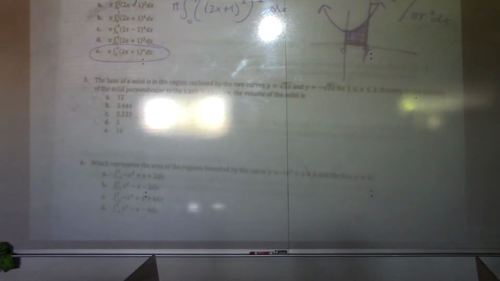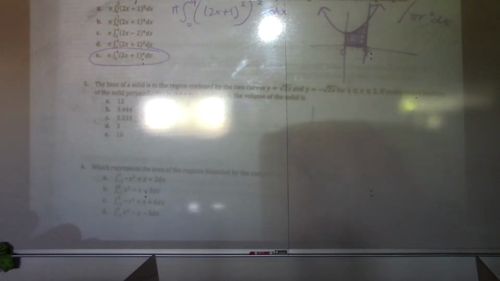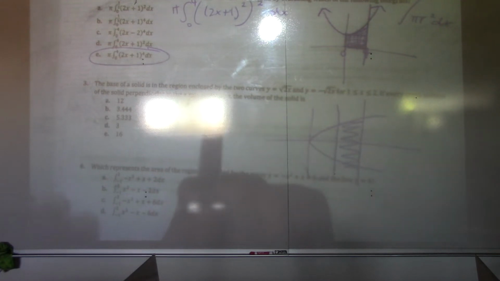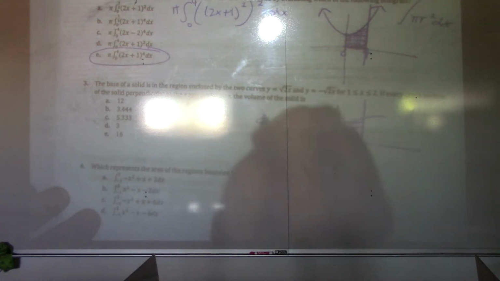The base of the solid is the region enclosed by those two curves, square root of 2x and negative square root of 2x, but I only want it from 1 to 2, so this right here. I want the cross sections to be perpendicular to the x-axis, so that's going to be dx. And I want them to be squares, so I'm going to square this.